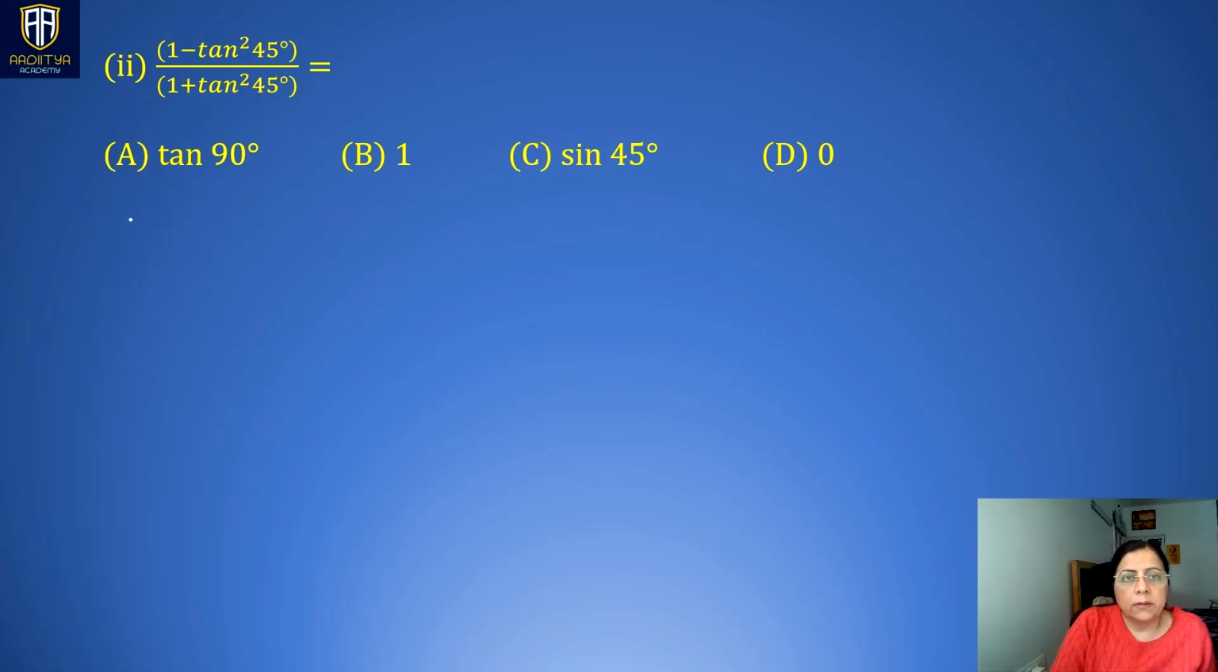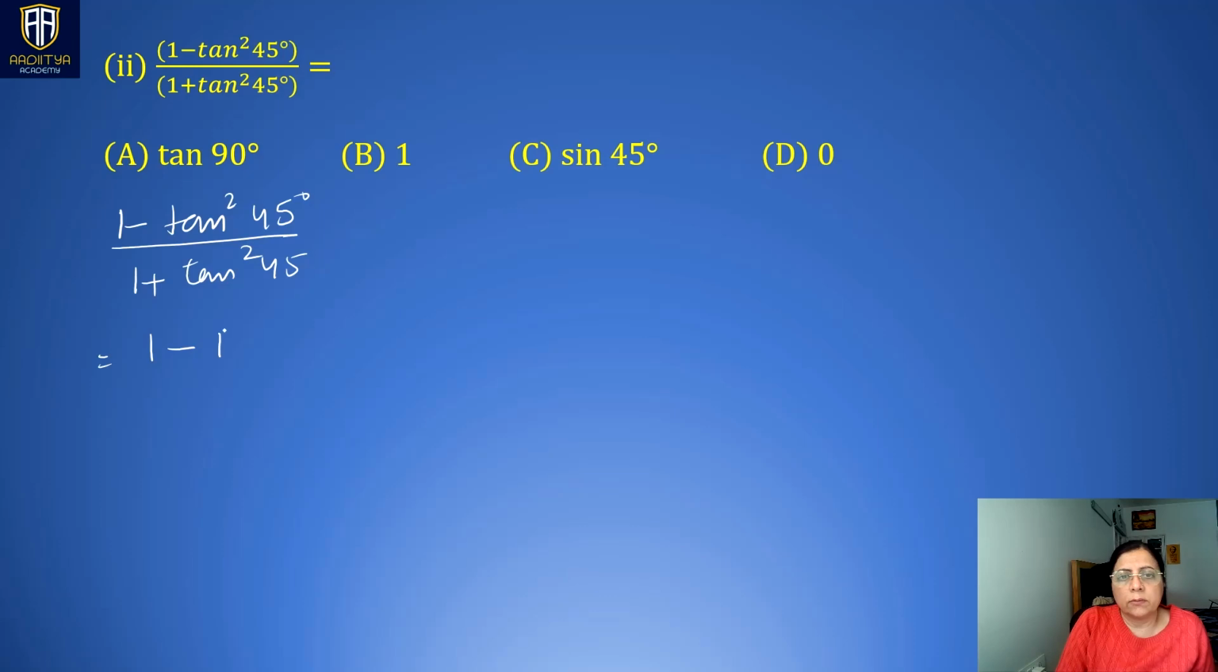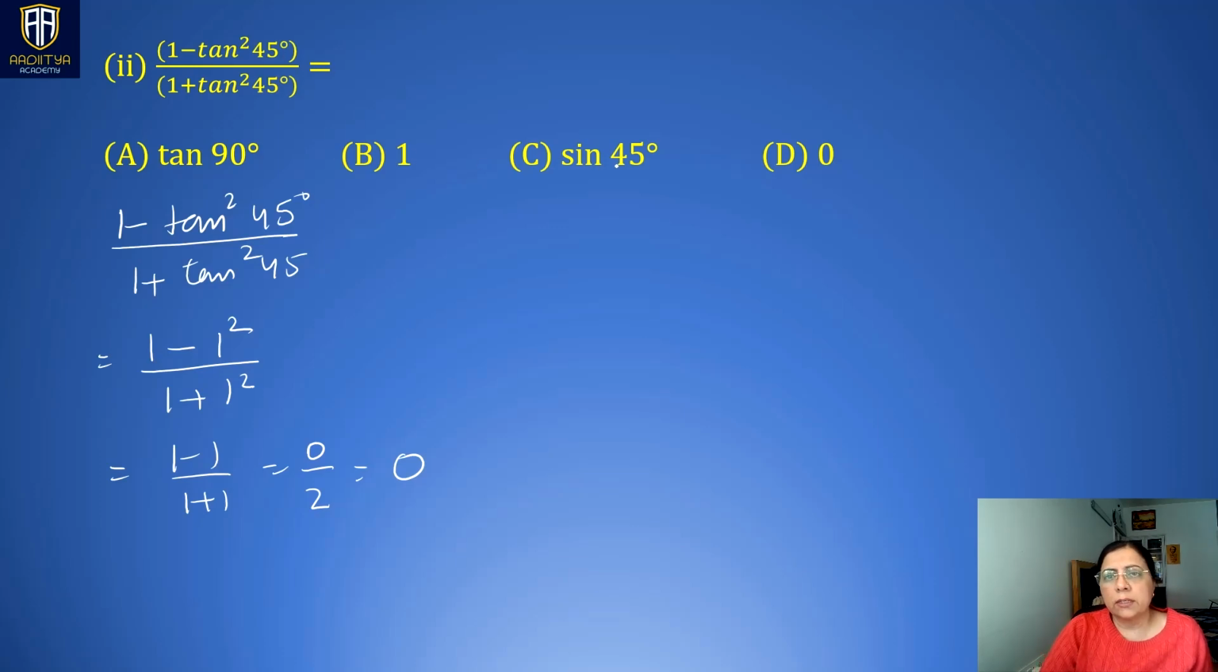Next we have 1 minus tan square 45 degrees upon 1 plus tan square 45 degrees. So if we simplify, we know that tan 45 is 1. 1 minus 1 square, 1 plus 1 square, which is equal to 1 minus 1 upon 1 plus 1. 0 by 2 is nothing but 0. So here tan 90, we know that it is infinity. This is 1. Sine 45 is 1 by root 2. So D is the correct option. So the answer is option D, 0. Right?